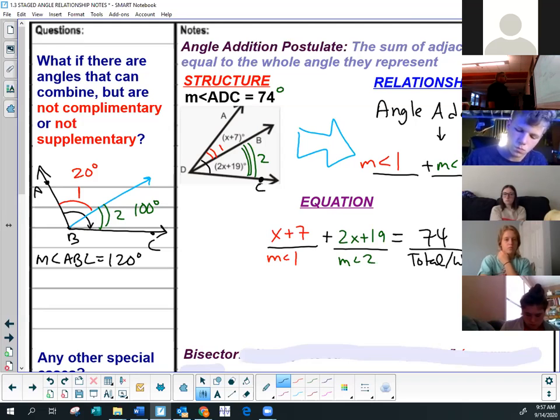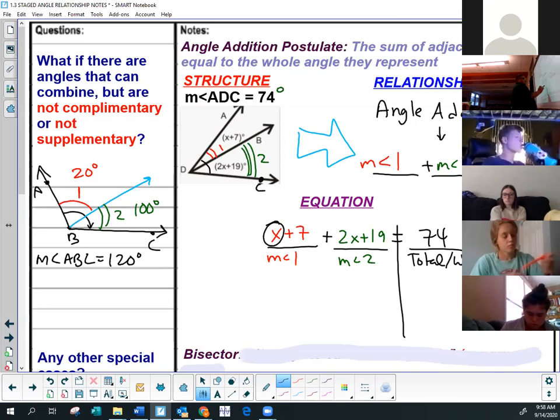Okay? And so again, hopefully you're connecting that this is not dramatically different than the last two examples. The only thing that's really different is that the total is not as set or predictable as a 90 or a straight angle 180 situation. Okay. The solve here is the same though.